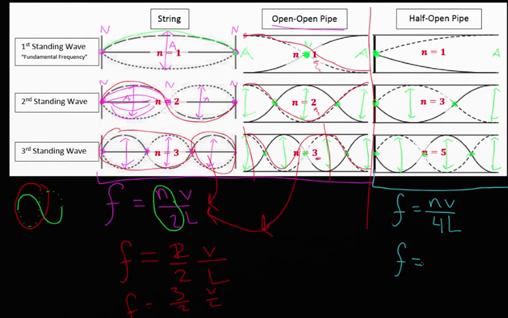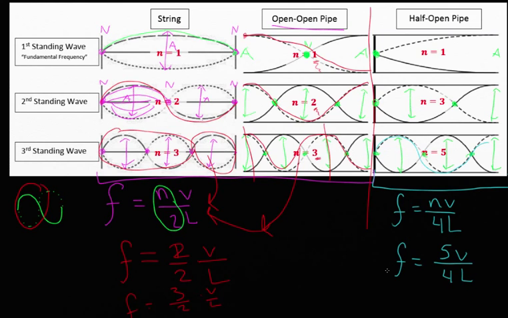For our very first one, we would plug in 1 because it's 1/4 of a wavelength. For our second one, it goes through half of a wavelength, and then it has another little quarter wavelength. So that's 3/4 of a wave. So we would actually just plug in 3V over 4L, 3/4 of a wavelength. And then for the last one, we go through one full wavelength, and then another quarter. So that's 5/4 of a wavelength.